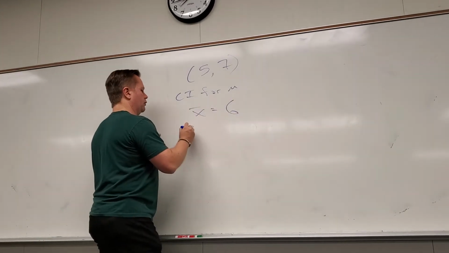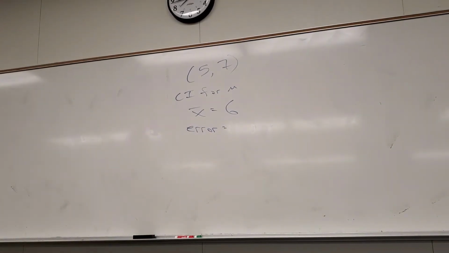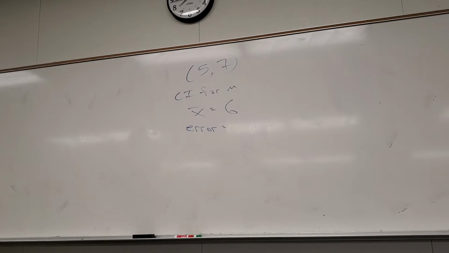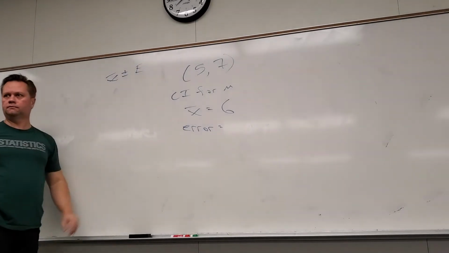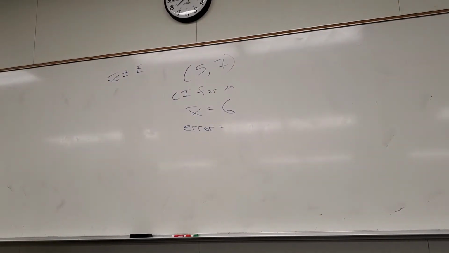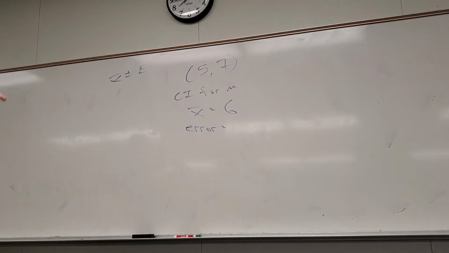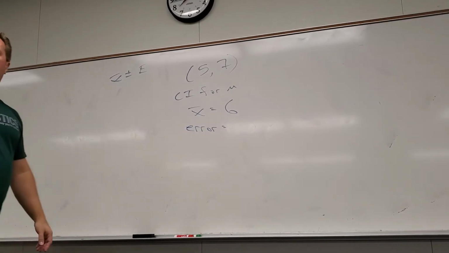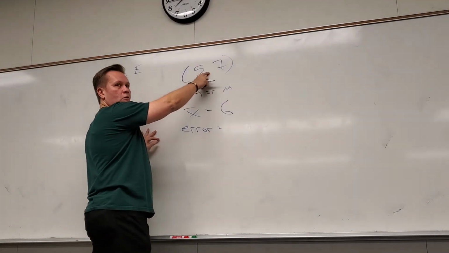Now, what must the error be? Error. So again, what's the formula? X bar plus or minus error, right? So what must the error be? It must be the amount that I added and subtracted, because that's what it does. So what did I add and subtract to 6? 1. What did I add to 6? 1. What did I subtract from 6? 1.